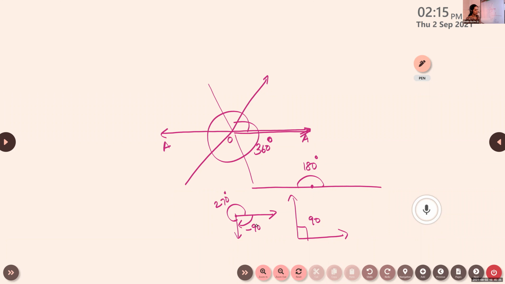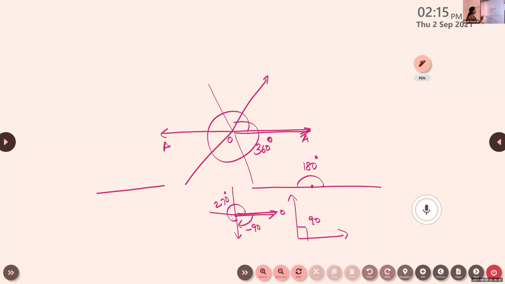Will it be minus 90? Okay, this is the starting ray. So here it will be 0. If you are measuring like this, it will be 90. Here you will get 90 plus 90, 180. 180 plus 90, 270. If I measure this clockwise, it will be the same as minus 90.